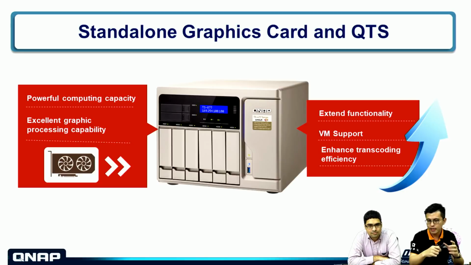So let's see. If we have a powerful computing capacity, I mean a discrete GPU put in the NAS, it expands our applications such as HD Station and Linux Station. And also if you have video or photo data in the NAS, we can use our discrete GPU, the hardware solution, to help us do the transcoding and make that more efficient.